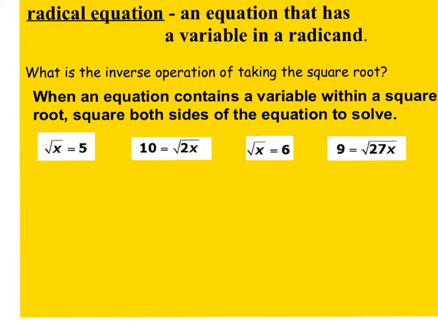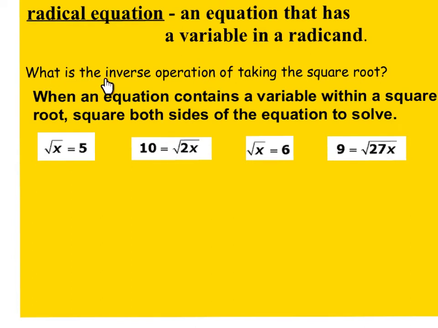A radical equation is an equation that has a variable in the radicand. In other words, if you have a square root, there's an x or a variable underneath it in the radicand. Okay, so here's an x, here's an x, here's an x, and they're inside. They're not outside, they're inside.